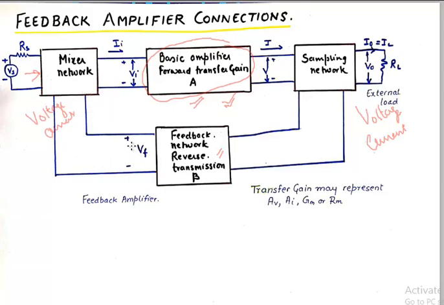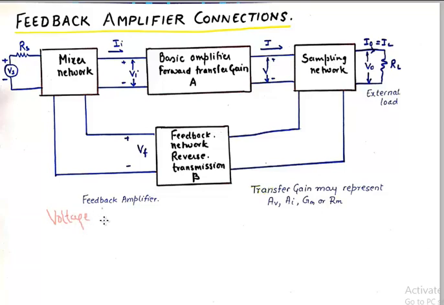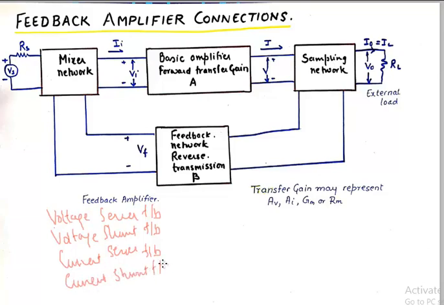So all in all, if we talk about the permutations which we have, based upon what we take from the output and what we give at the input, we get 4 different permutations, and those are voltage series feedback, and then voltage shunt feedback, current series feedback, and current shunt feedback.